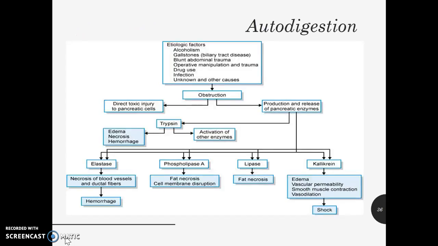This is that autodigestion outlay. And you can see the etiological factors there at the top. Some other drugs and trauma, some other things can cause this same thing. But look at all the necrosis, hemorrhage, necrosis of blood vessels, fat necrosis, edema. And then on both right sides, what do you see? Shock and hemorrhage. So this patient can become extremely unstable hemodynamically and also can die from pancreatitis because of these things.